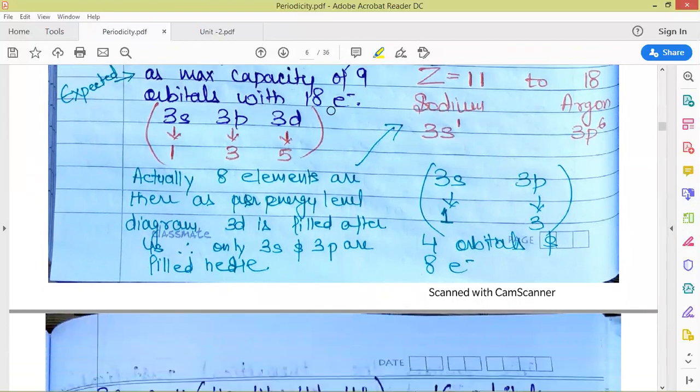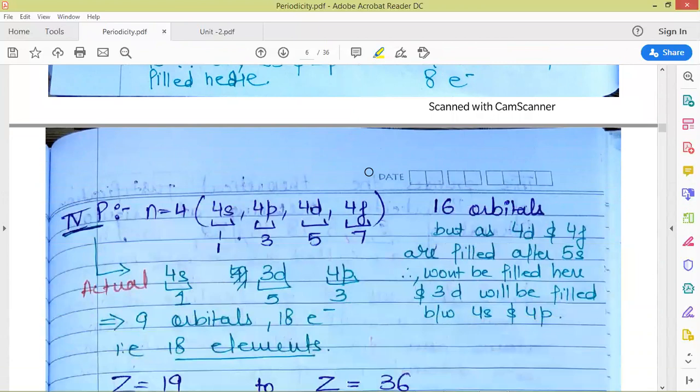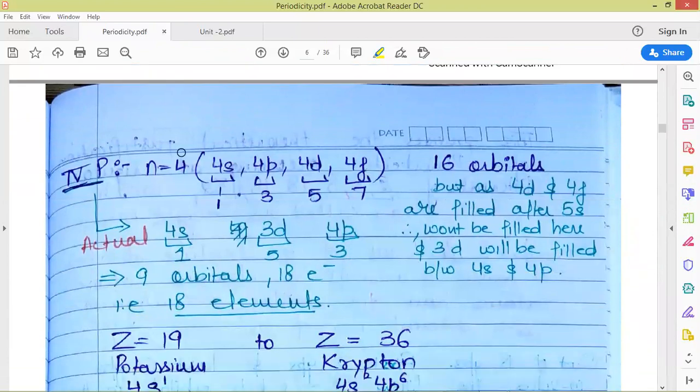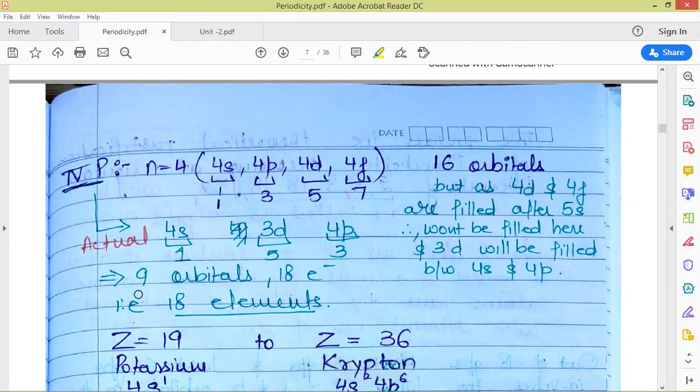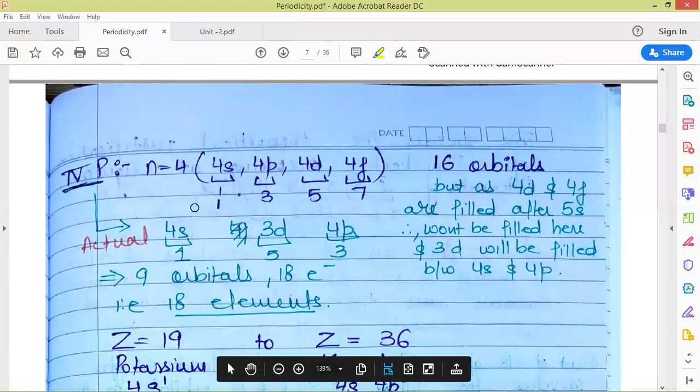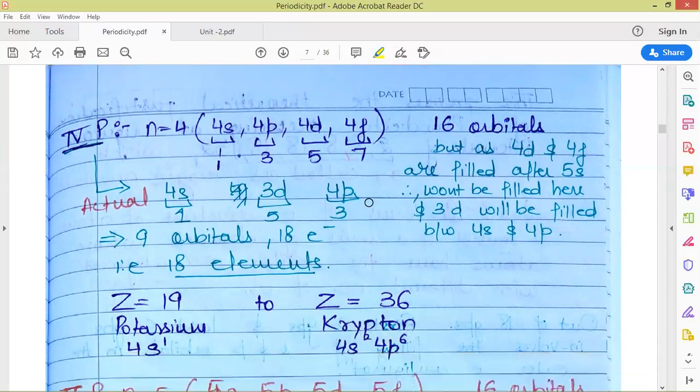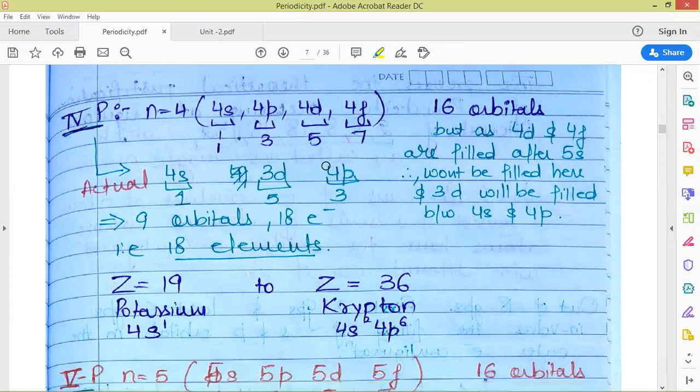So 3d will be filled in the next period, that is the fourth period, which is associated with principal quantum number 4, for which there is a possibility of 9 orbitals. Actually, if we see the fourth shell, there are 1 plus 3 plus 5 plus 7, that is 16 orbitals. That should include 32 elements, or we can say 32 electrons is the capacity of the fourth shell.